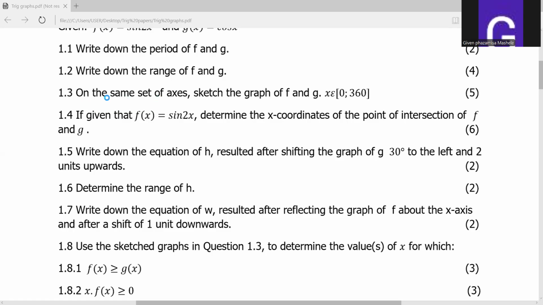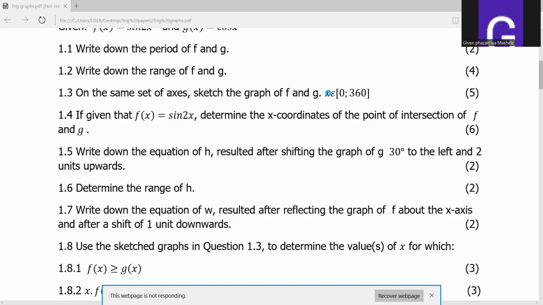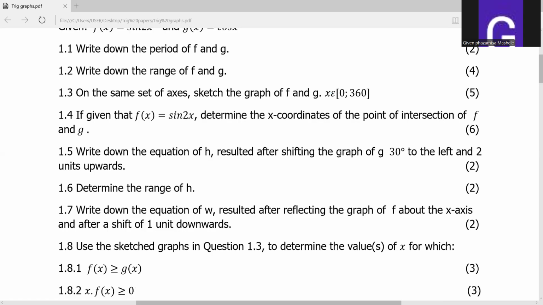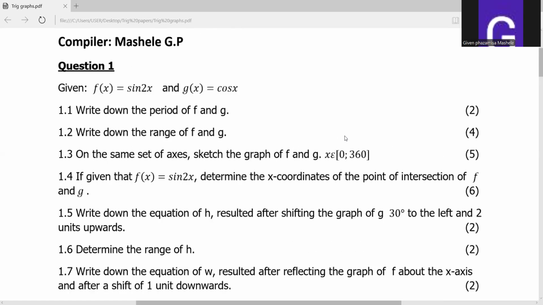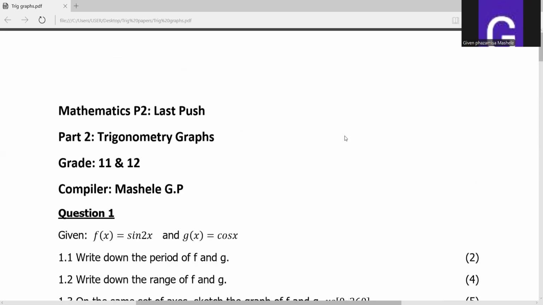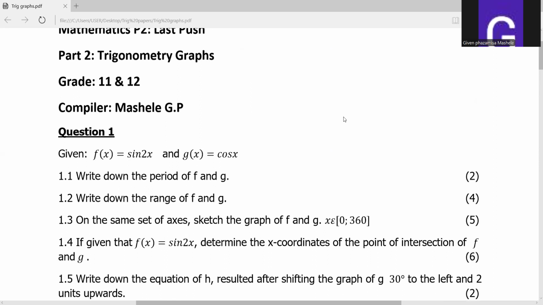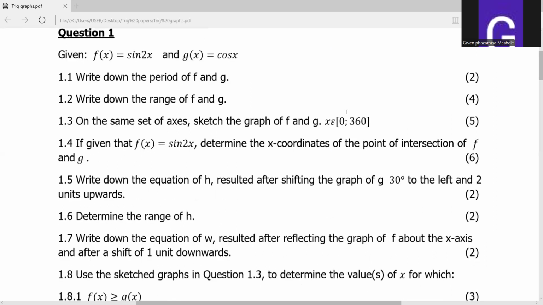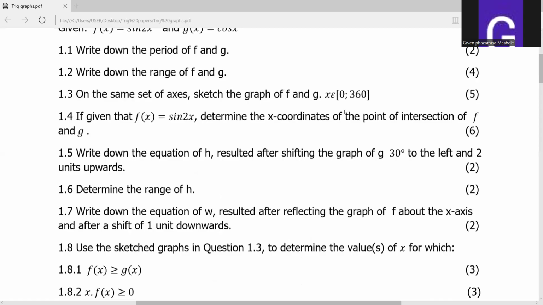1.3 says on the same set of axes, sketch the graph of f and g, where x is an element between 0 and 360. So we can actually sketch the graph here. I believe it will be visible. Let's just create a space this side, then we'll come to that one.